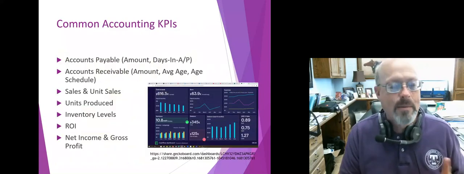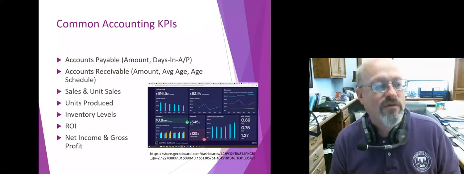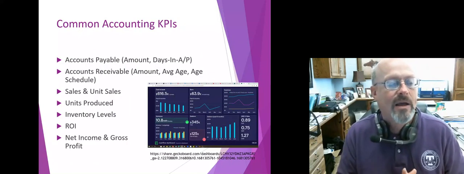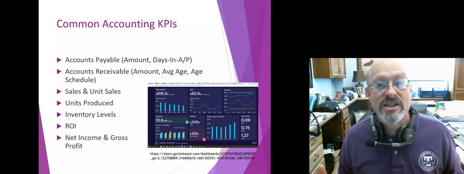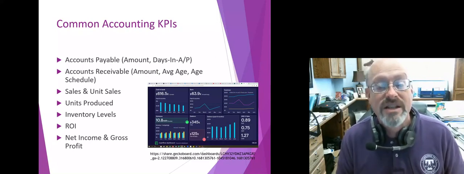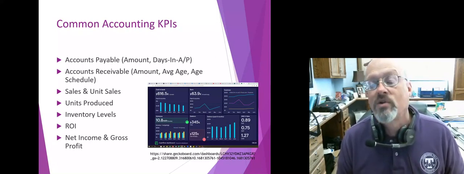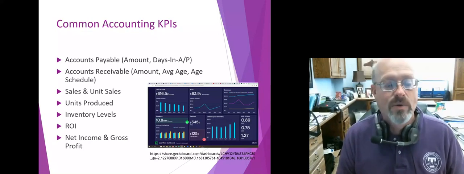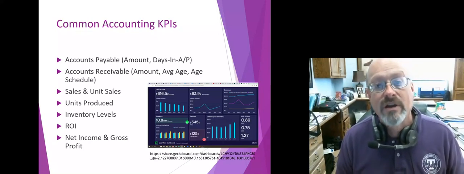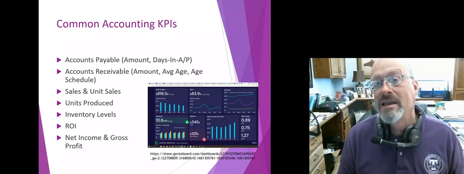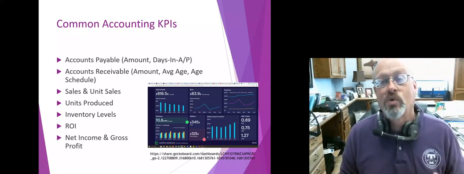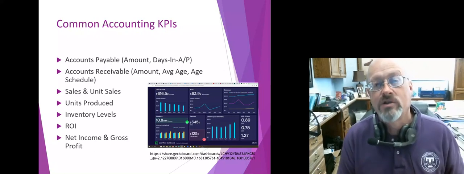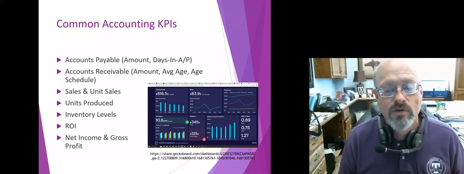Okay, so common KPIs that you might use in accounting, for example, would be accounts payable, maybe accounts receivable. You want to look at number of accounts receivable, the average age, the age schedule, sales and unit sales, units produced, inventory levels. How about return on investment? That's a good one. Net income and gross profit would be good. Maybe sales by salesperson, sales by stores, and year-over-year sales would be good measures that you might want to use.